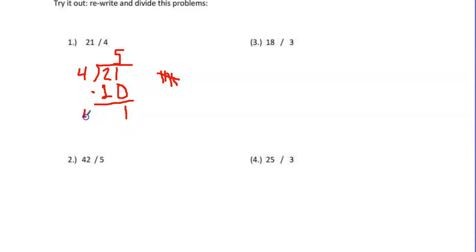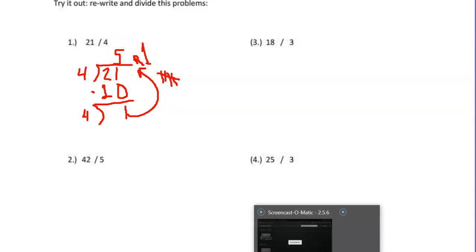Then bring down the 4, create another division chart, and see, can I skip count by 4 to get to 1? If I cannot, like I cannot here, this is my remainder, which means when I separate 21 by 4 individuals, each individual gets 5, and there is 1 left over.